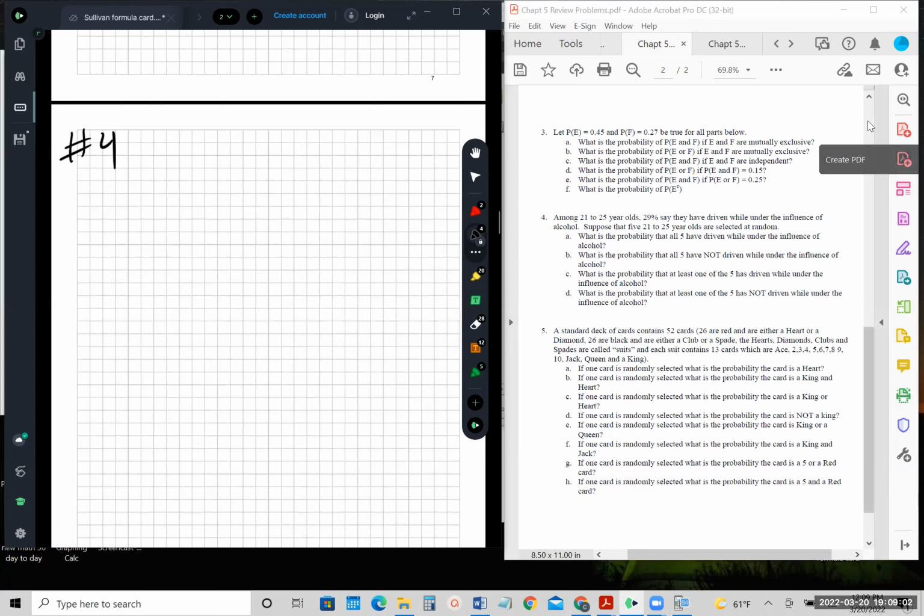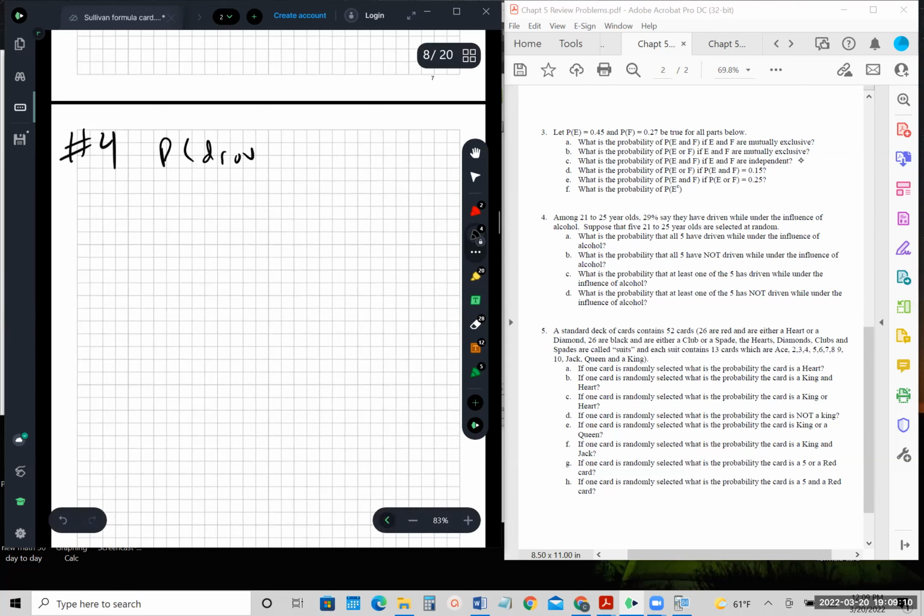Okay. So among 21 to 25-year-olds, 29% have driven while under the influence. And this one's actually right from the book. So the probability drove under influence, that is 0.29. So then for part A, what is the probability all 5 have driven while under the influence of alcohol? So the probability 5 drove under influence. And people are independent, so that means it's going to be 0.29 times itself 5 times.